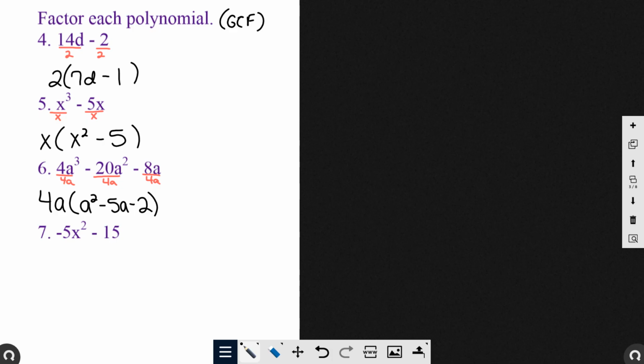If you distribute it back, would you get the same thing? Inside that parenthesis, does it have a GCF of 1? Okay, then we did it right. All right, let's look at our last one. Negative 5x squared minus 15.